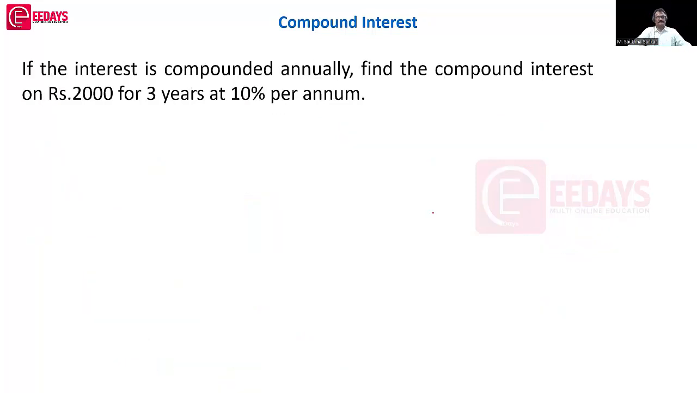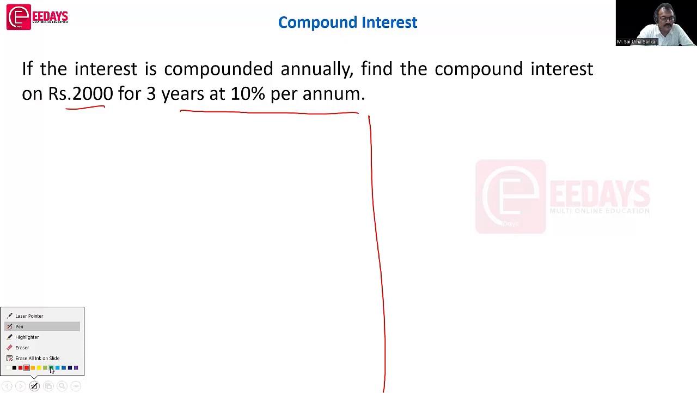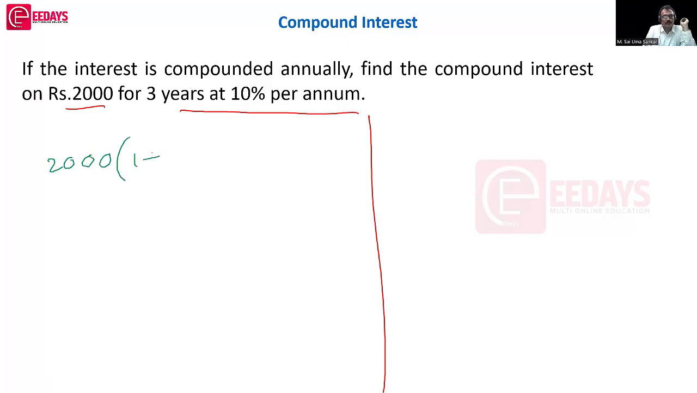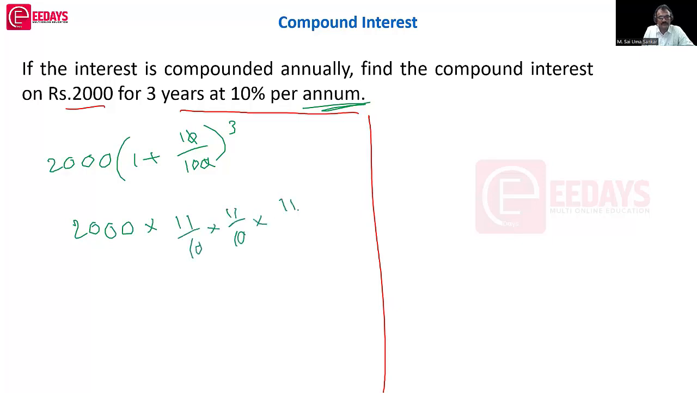Next question. If the interest is compounded annually, find the compound interest on 2,000 after 3 years at 10% per annum. Now, two methods. First method, 2,000 into 1 plus, what is the rate of interest, 10 by 100, whole cube. Why? Because here interest is being calculated annually. So 2,000 into 11 by 10 into 11 by 10 into 11 by 10, the tens get cancelled.